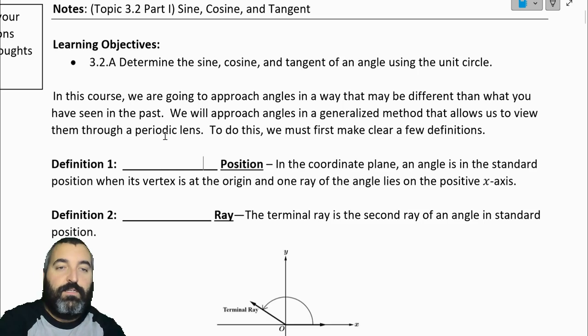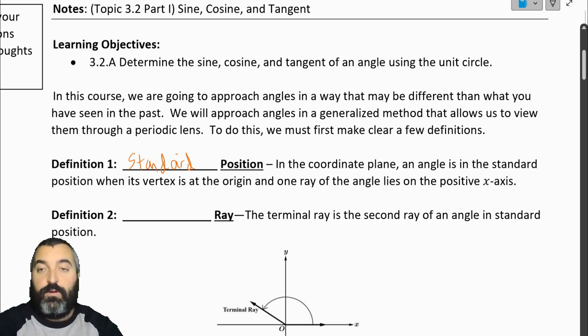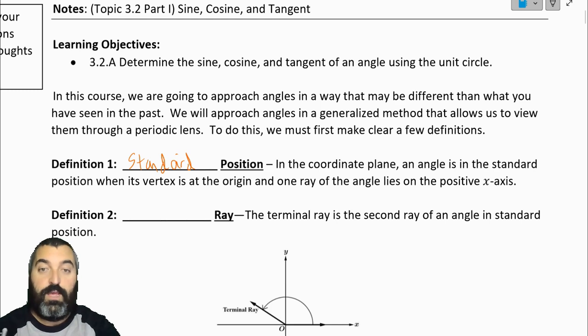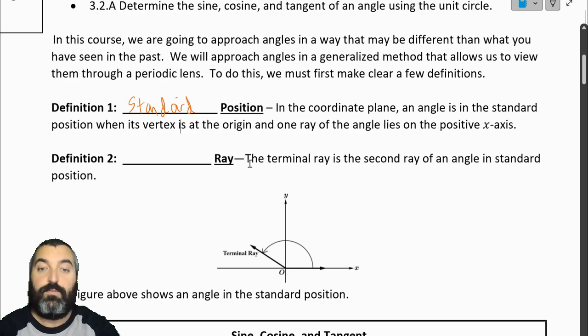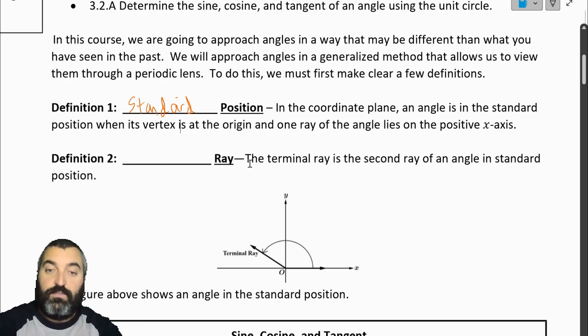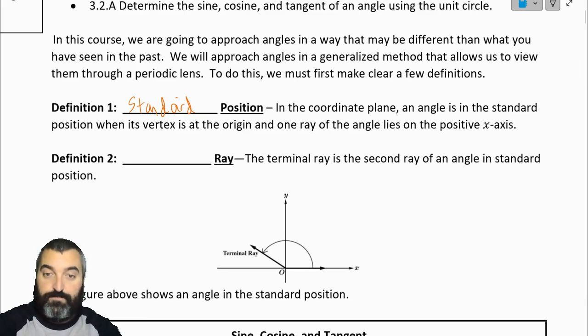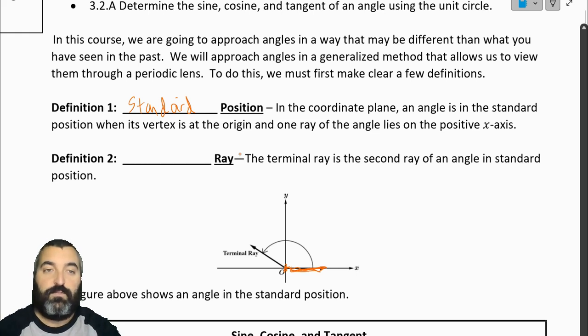So the first one is standard position. In the coordinate plane, an angle is in standard position when its vertex is at the origin and one ray of the angle lies on the positive x axis. So this angle drawn here is in standard position because the vertex is on the origin, and then you have this guy right here that's on the positive x-axis.